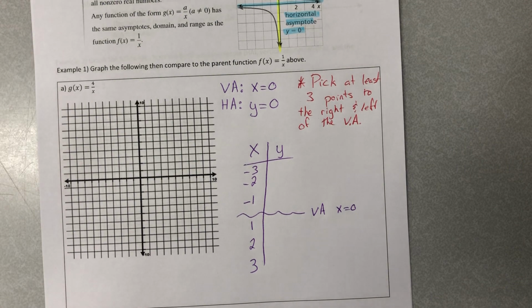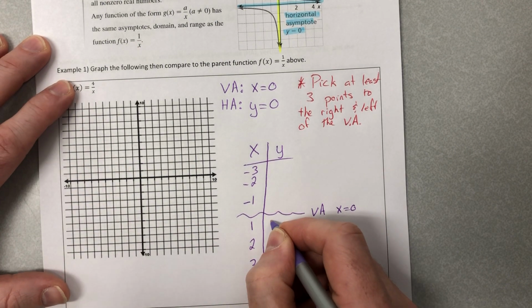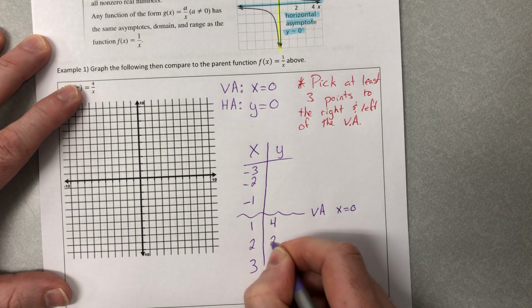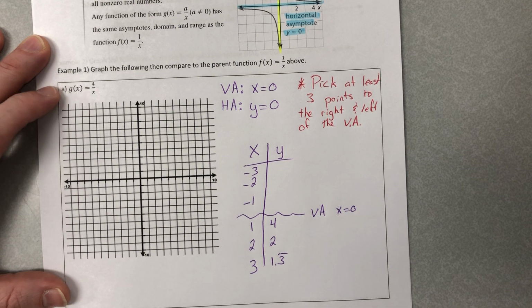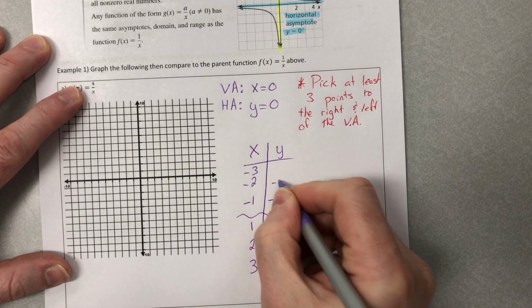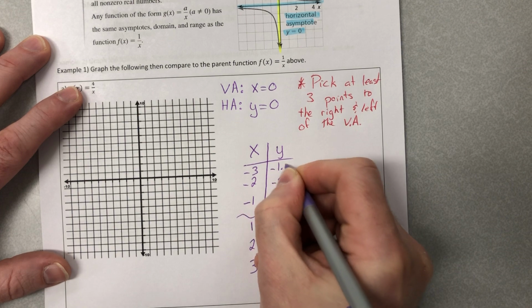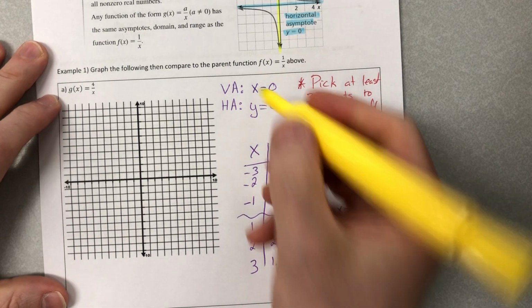So as I go through, I'm going to pick these points and plug them into the equation. 4 over 1 is 4, 4 over 2 is 2, and 4 over 3 is 1.3 repeating. If I then plugged in -1, that's -4, -2 would be -2, and -1.3 repeating. Those numbers should look pretty symmetrical. You can also plug those into your calculator to get those values.